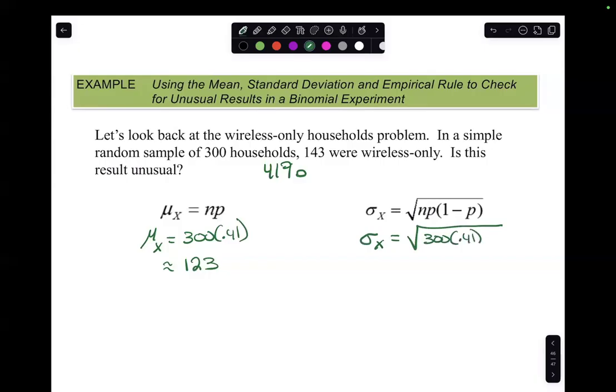Okay, if I were to read this and I say 300 households, 143 were wireless, how did you not do it? We haven't even used the 143 yet. We're just calculating the mean and the standard deviation right now. Is there a place where it shows 0.41, or did we borrow it from another problem? We're looking back at the wireless only households problem. Oh, okay. Yes, that's why I was thinking it was a bit abstract, but now I understand. Okay. Yes. No worries.